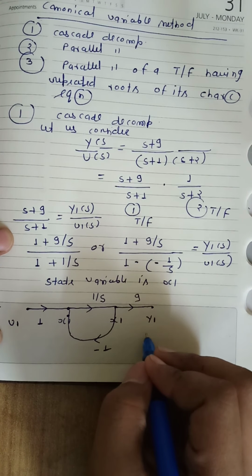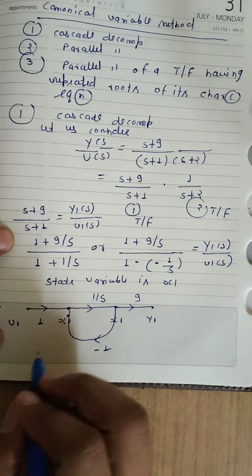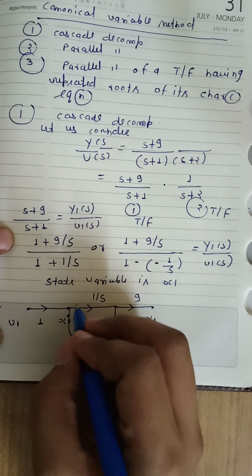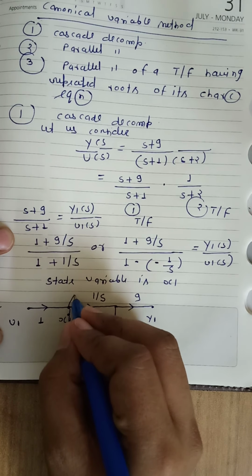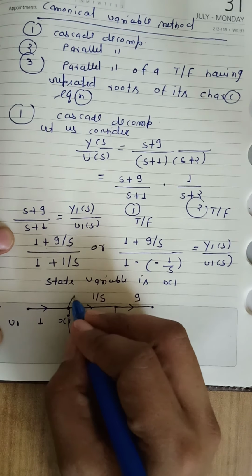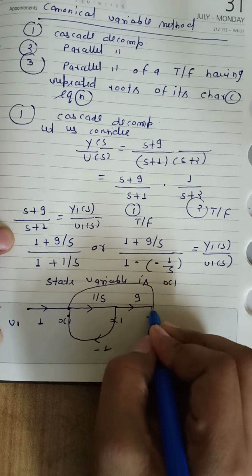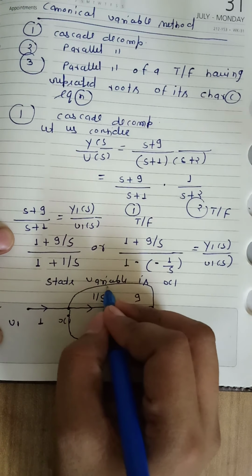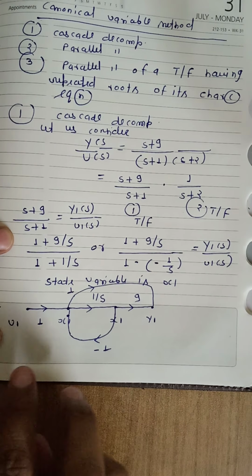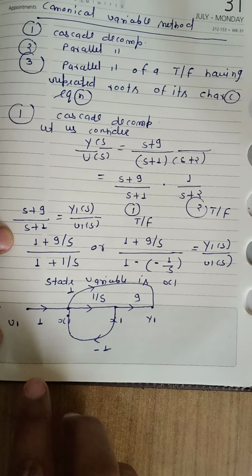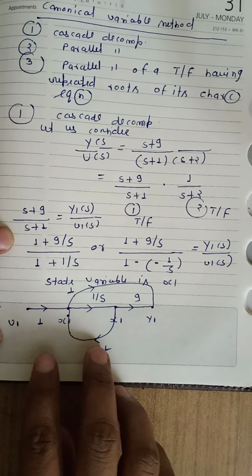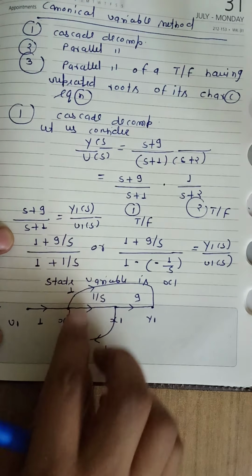Output y1 is 1 plus 9 by s. That means we can define the output if we add 1 with 9 by s. So this is my state model or state signal flow graph for the first transfer function.